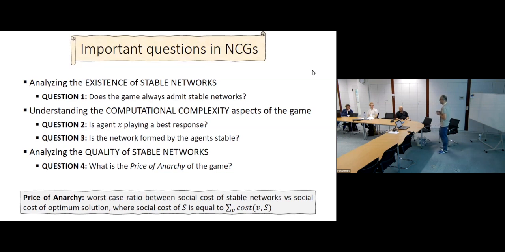So we already observed that stable networks are always temporally connected in our game, but this is also true for optimal solutions. They must always be temporally connected. So if we want to provide good bounds to the price of anarchy, we need to provide good bounds to the worst case size of stable networks, basically.